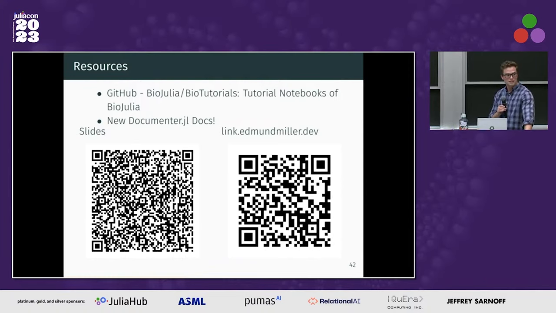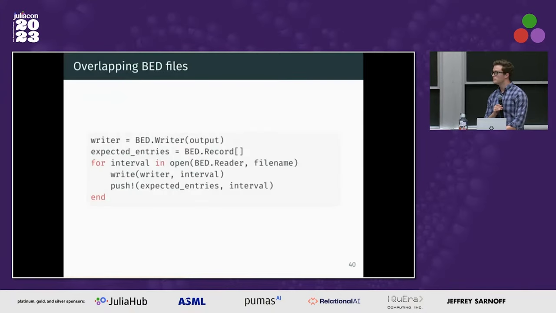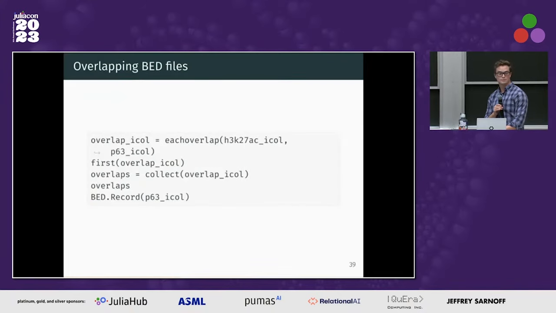Yeah. Quick question: have you done GWAS, or genome-wide association studies, using BioJulia or whatever? I have not. So are there packages that can do GWAS with Julia? I do not know. Anybody? I was just about to Google it.